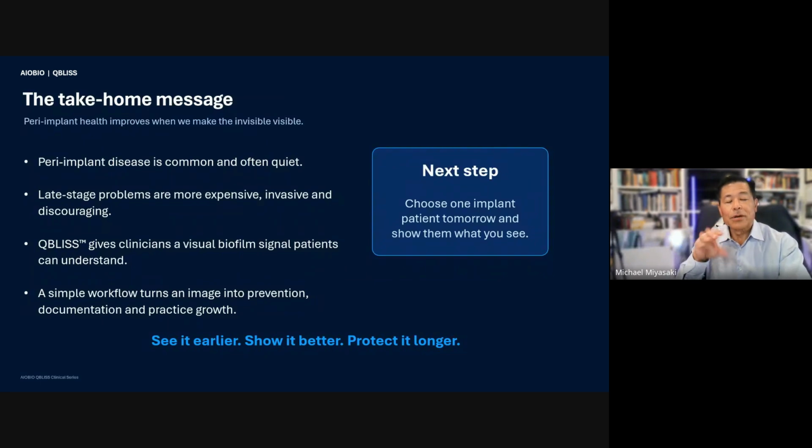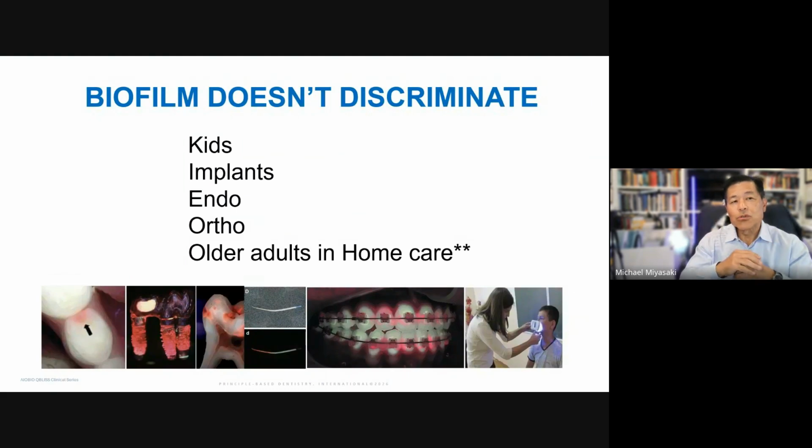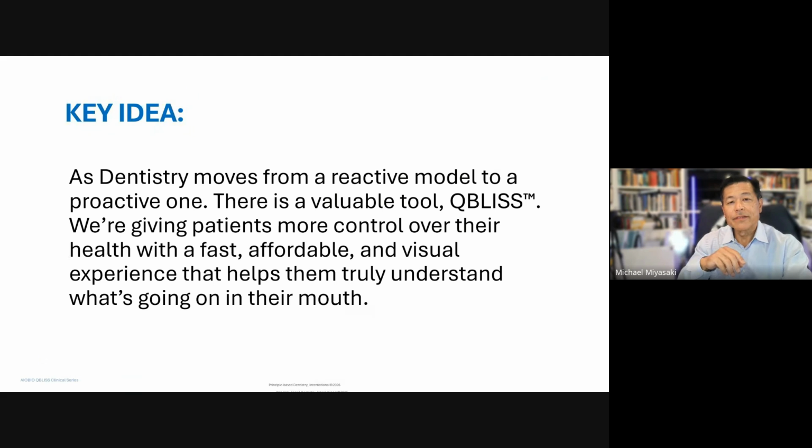So the take-home message about this part is that peri-implant disease is very common and it's very quiet. It can be very expensive to treat, but the QBLISS gives us a way to visually see the biofilm and helps us communicate that to our patients very quickly. The workflows that I've shown you are very easy to implement. So what I would ask you to remember is, again, biofilm doesn't discriminate. Young and old, we can find biofilm in the kids with ortho, or we can see biofilm in our older adults that have the implants.